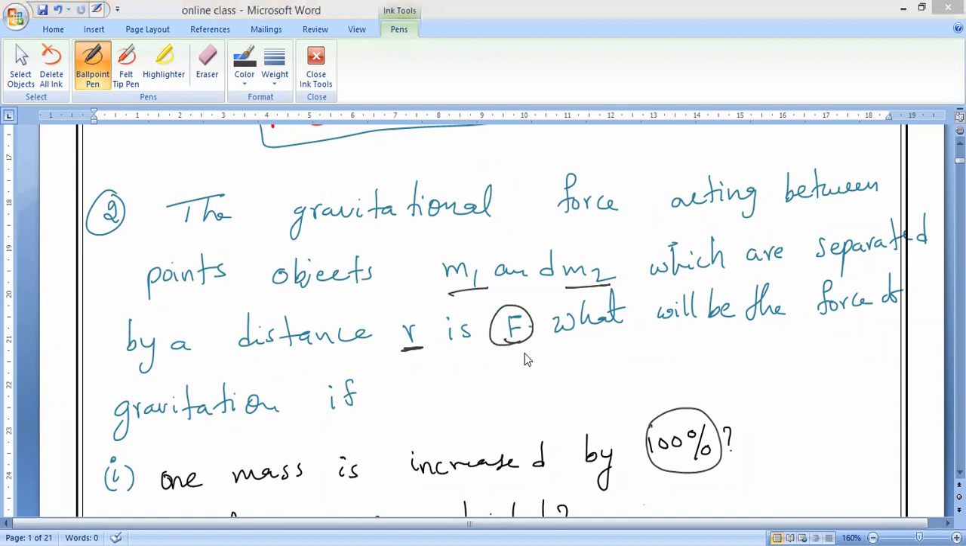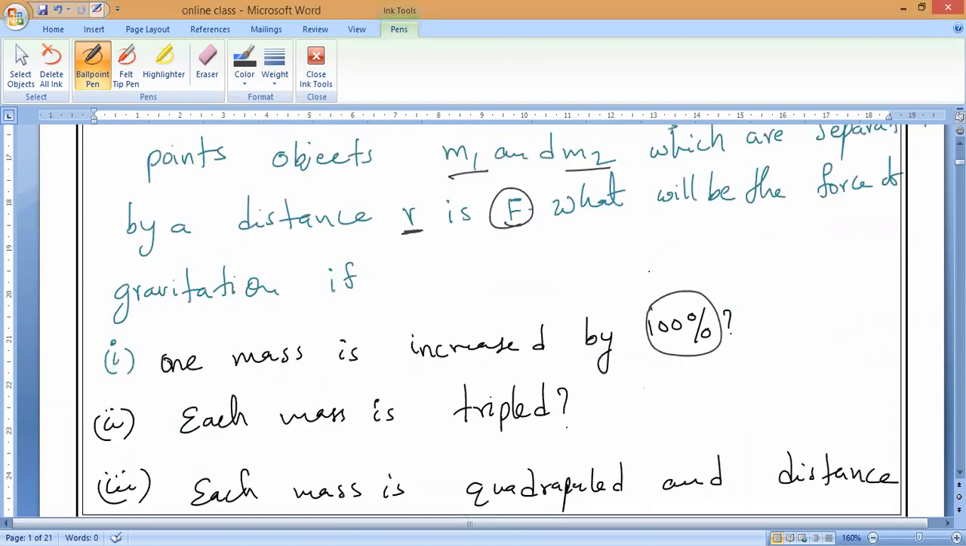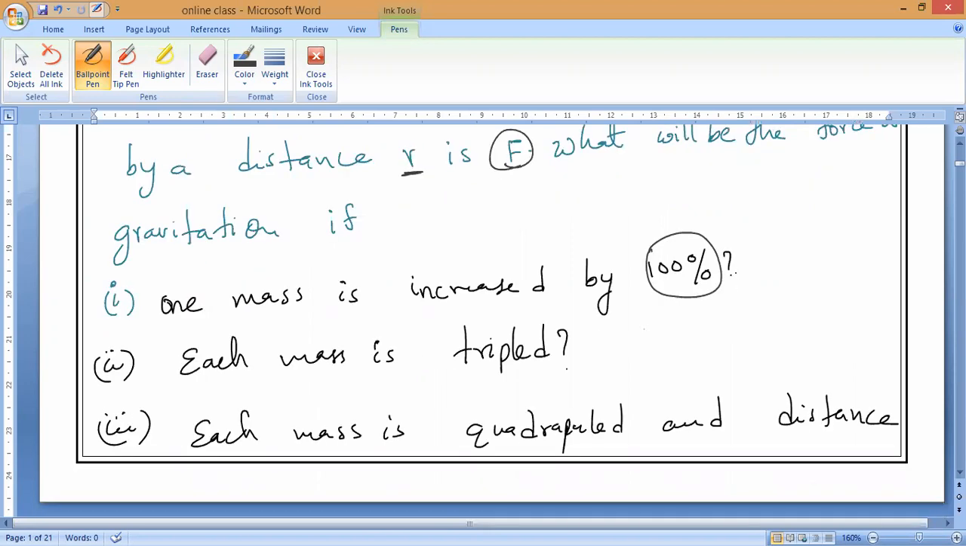Read the question carefully. Now they are saying the first one's mass is increased by 100%. We have two possibilities, either M1 or M2. So we are taking both and solving. That is what you have to remember. Are you clear?